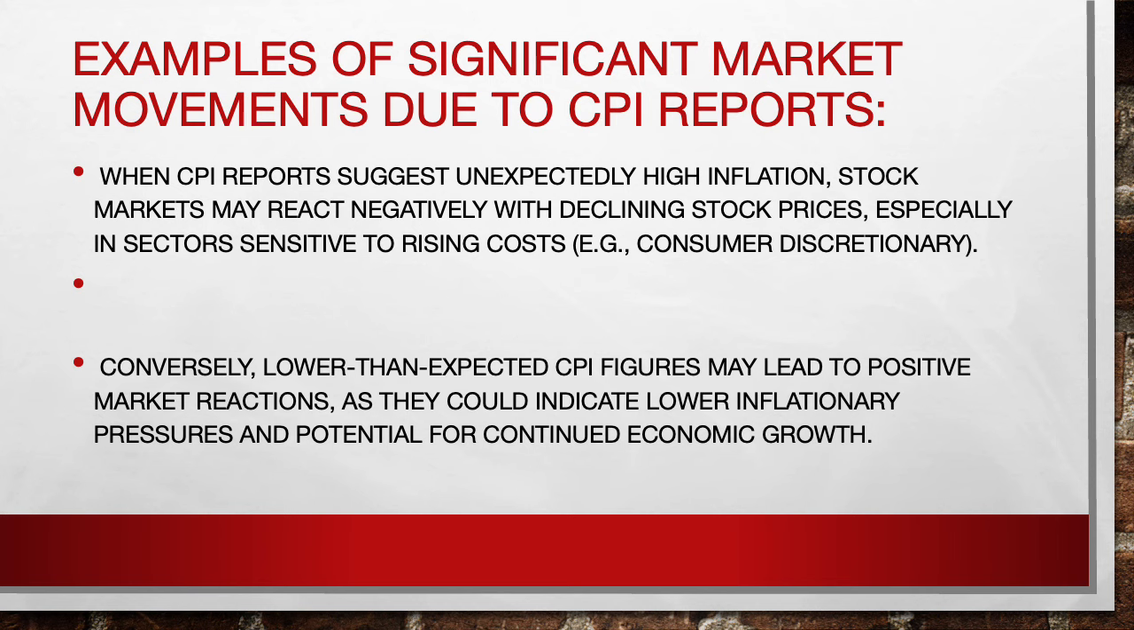Examples of significant market movements due to CPI reports. When a CPI report suggests unexpectedly high inflation, stock markets may react negatively, with declining stock prices, especially in sectors sensitive to rising prices or rising costs. Example: consumer discretionary. Conversely, lower than expected CPI figures may lead to positive market reactions, as they indicate lower inflationary pressures and potential for continued economic growth.